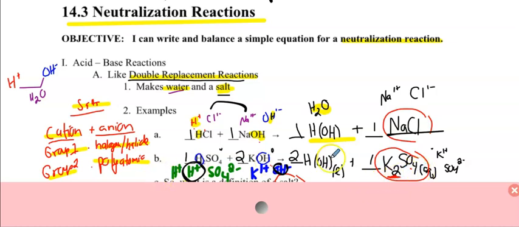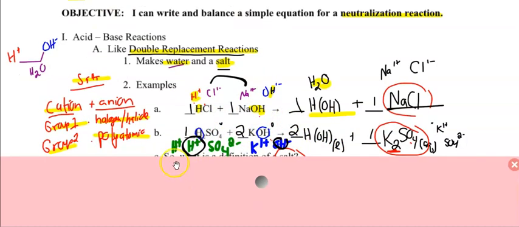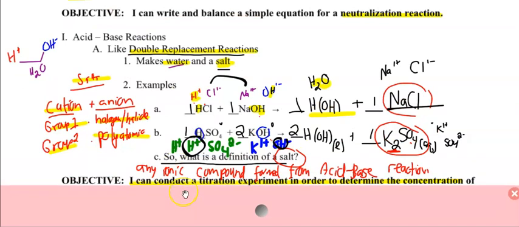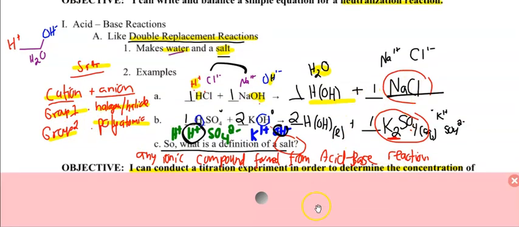Last step, go through and check, is it balanced? 2 potassiums, put a 2 in front to get 2 potassiums, 2 hydrogens. That's why it's helpful sometimes to keep water written as HOH. You can trace your hydrogens and you can track your hydroxides right there. Okay, so that is your general format. So, like we already said, a salt is any ionic compound formed from an acid-base reaction. Usually it's going to be a group 1 or group 2 cation with a halogen or a halide.